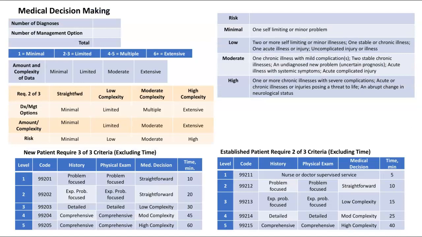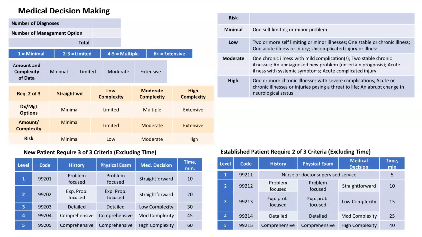The medical decision making does get a little more complex, but you can see on the top there, you just put in the number of diagnoses. So if there's 2 diagnoses that are pertinent to the case that day and 2 management options, so each diagnosis had a treatment plan, that would give you a total of 4, for example. Then you'd see in that box underneath there in the dark blue, it would show you 4 to 5 would be considered multiple. Then on the right are the levels of risk, and the definitions for minimal, low, moderate, or high are right there.